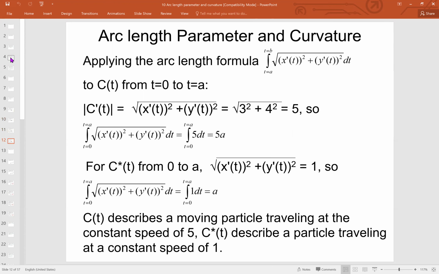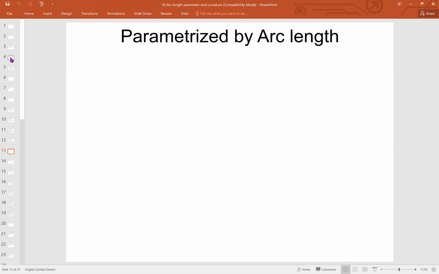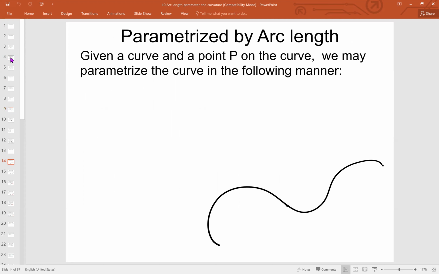So basically, it's describing two different particles. One's traveling at speed 5, one's traveling at speed 1, starting at the same position. The position, I believe, was 1, minus 2, or something like that. Two numbers we added to it. And so we have different ways of parameterizing curves, and those were just examples.